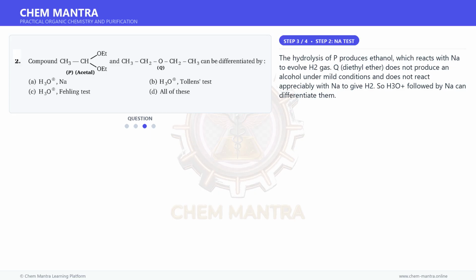Moving on to the next step. The hydrolysis of P produces ethanol, which reacts with Na to evolve H2 gas. Q, diethyl ether, does not produce an alcohol under mild conditions and does not react appreciably with Na to give H2. So H3O+ followed by Na can differentiate them.